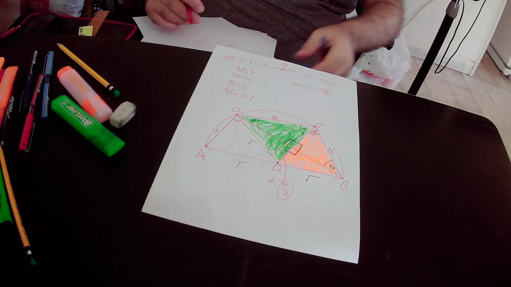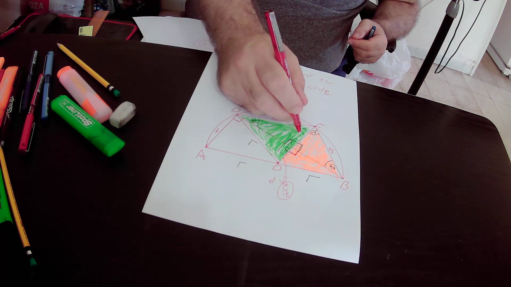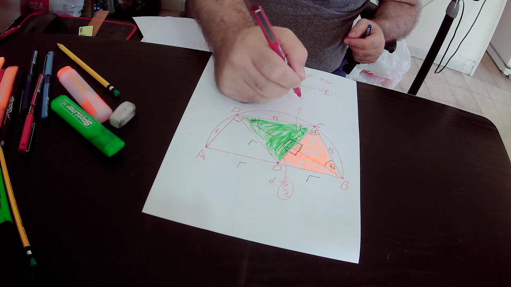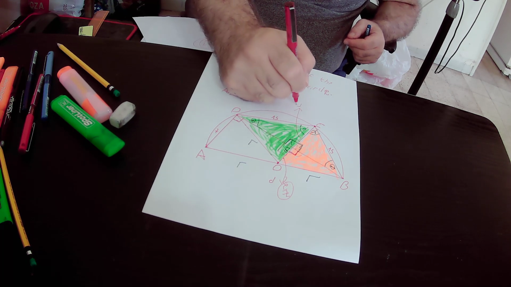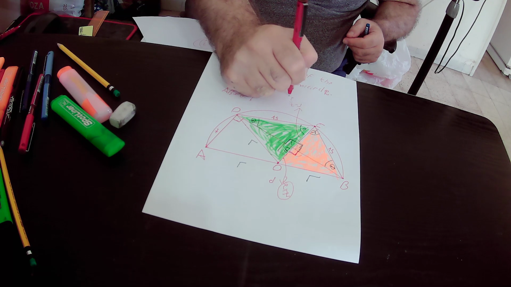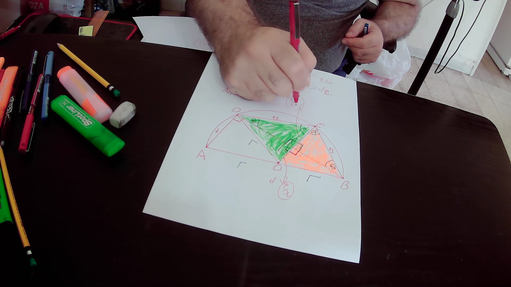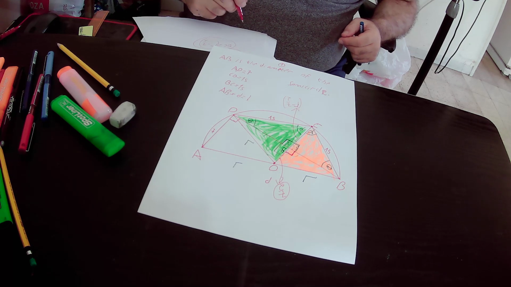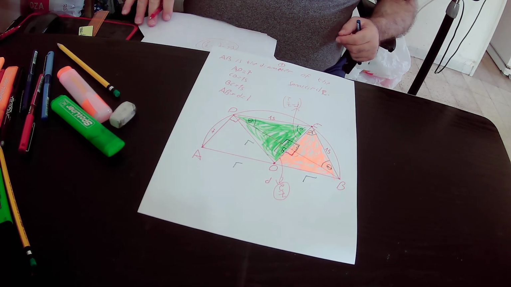So we can write here that EC equals R minus 7 over 2 units. Okay, EC equals R minus 7 over 2 units.